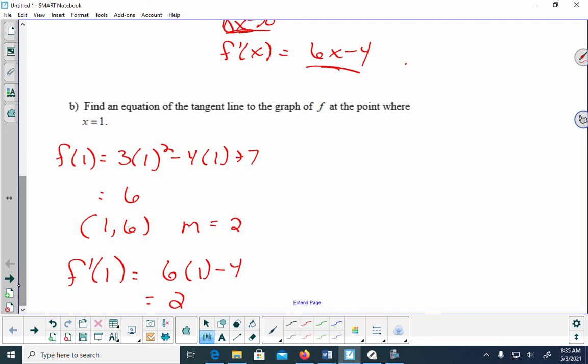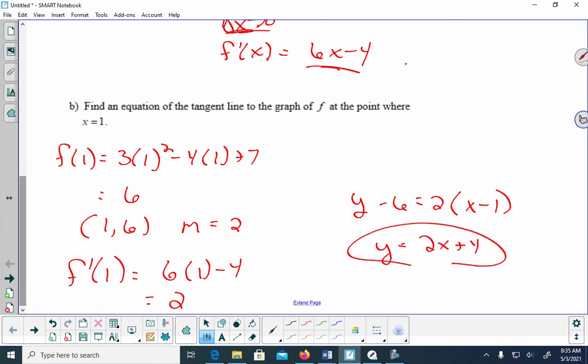So I am going to do y minus 6 is equal to 2, my slope, times x minus 1. And when I do all that, I get y equals 2x plus 4. And that is the equation of my tangent line.